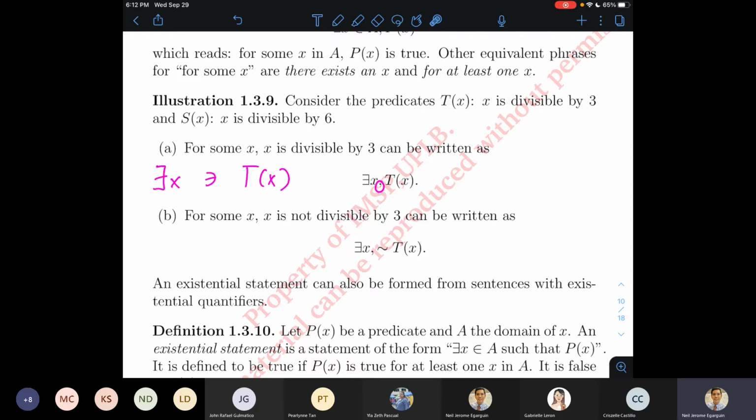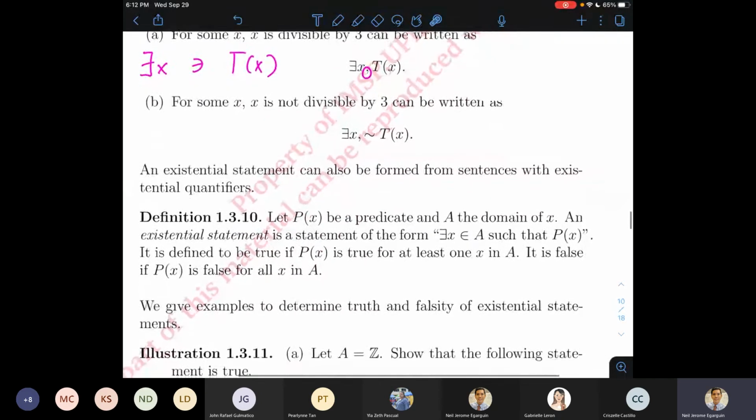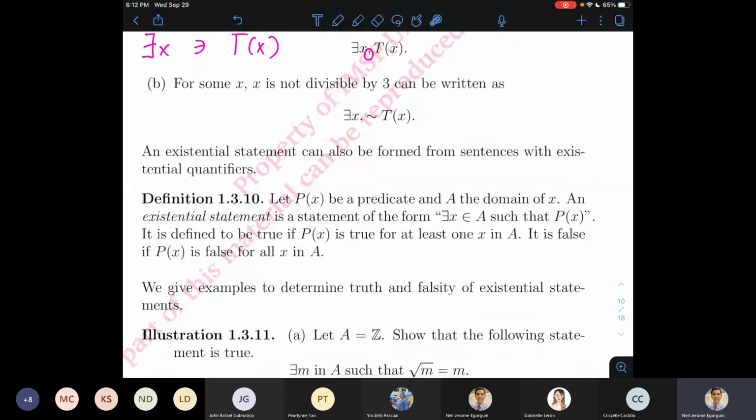Okay, now, next question is, when is an existentially quantified predicate true? Well, we'll have definition 10 answer that for us. An existential statement is true if it is true for at least one x in A. So, para ma-prove yung isang existential statement or para ma-conclude na siya ay true, kailangan lang magbigay kayo ng isang element ng domain na nakaka-satisfy ng statement P.